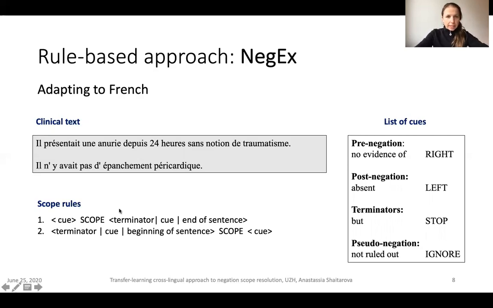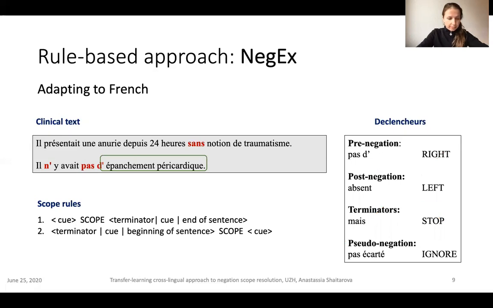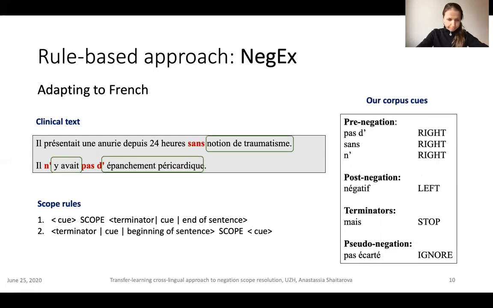Here's my clinical text. Scope rules remain the same, but cues have to be either translated or written anew, and that can be problematic. It is good to know the language and preferably the domain also. I procured a ready-made list of French negation cues and used them with our corpus first as is. The result was suboptimal, less than 50%.